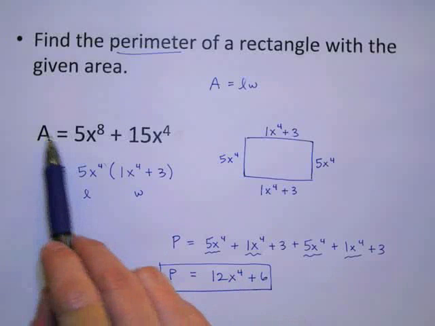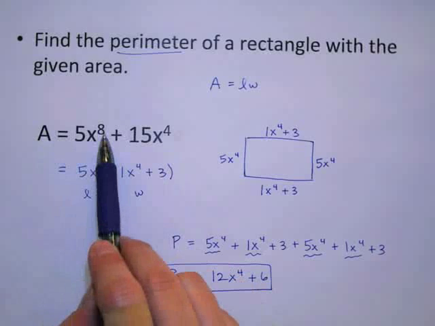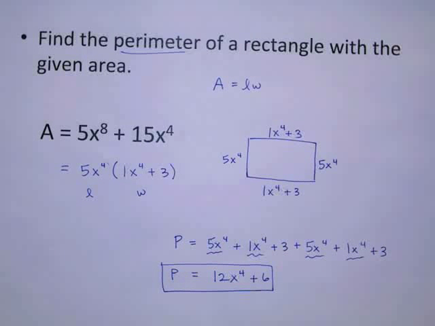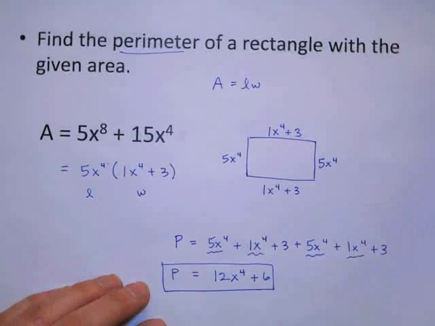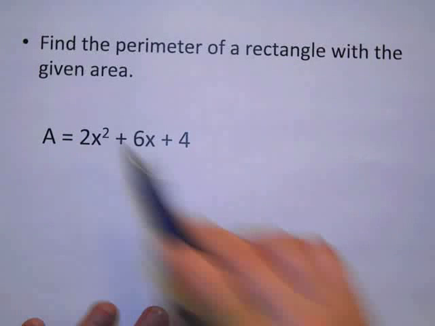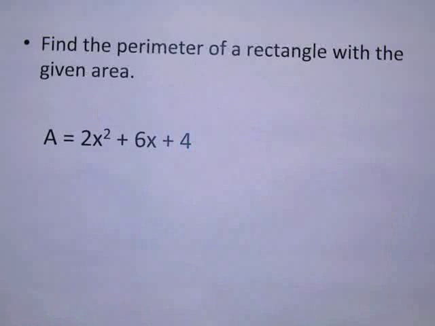Okay, so a rectangle that has an area of 5x to the 8th power plus 15x to the 4th has a perimeter of 12x to the 4th power plus 6. Okay, so this was using the GCF. Now let's look at another example. All right, again, we have the exact same directions: find the perimeter of a rectangle with this given area.